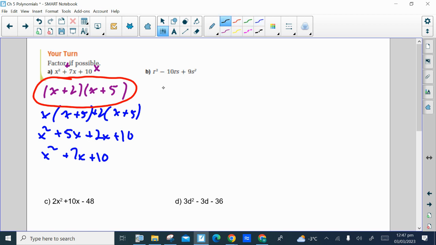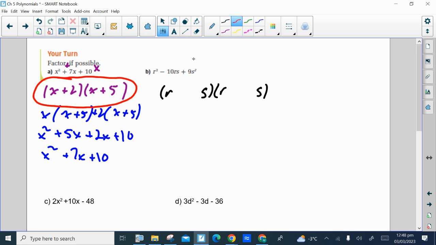with. Question B. This is another one of those ones where there are two variables in there. There is no common factor amongst all three terms. So if there are factors, there'll be binomial factors. The front terms multiply together to get r squared, so you need an r in the first position of each binomial. The last term is 9s squared, so each binomial will have to have an s in the last position. That's where the s squared will come from.